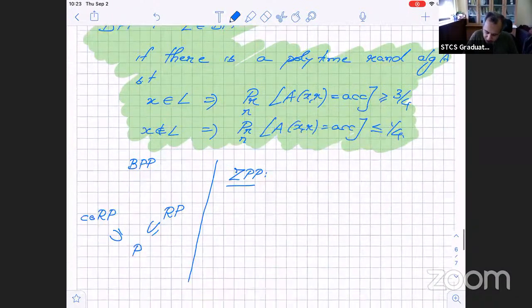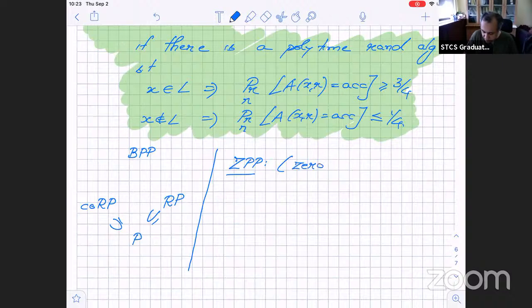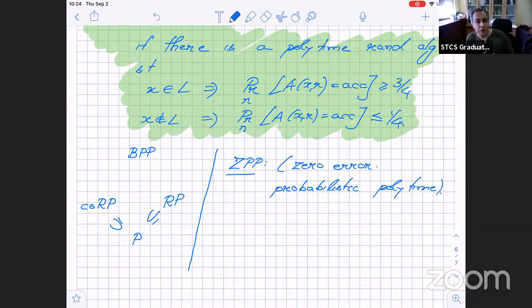Now I'm going to talk about another class called zero error probabilistic polynomial time. We won't be spending much time on this class, but you would see it in books. So far we mentioned that the running time of the algorithm is a fixed polynomial, not dependent on the randomness. The running time is not random, but the performance of the algorithm, whether it accepts or rejects, is a random variable.